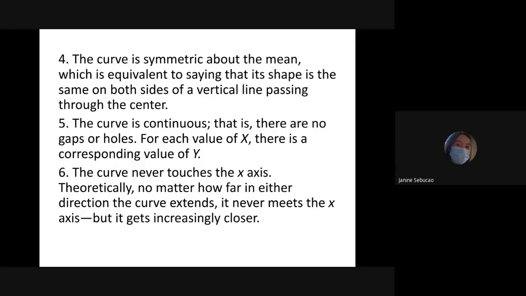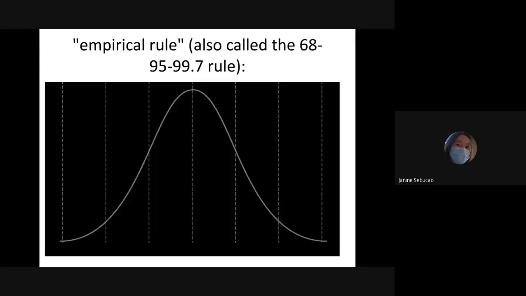Okay, number 6. The curve never touches the x-axis, theoretically. The term we use in general mathematics for that is asymptotic. Meaning, no matter how far in either direction the curve extends, it will never meet the x-axis, but it gets increasingly closer and closer.